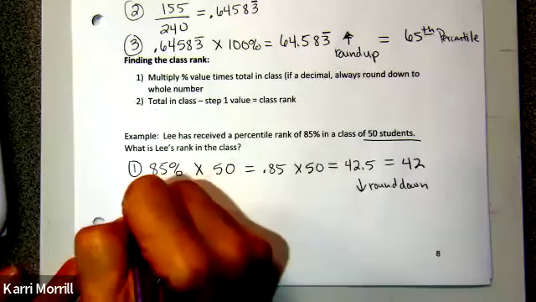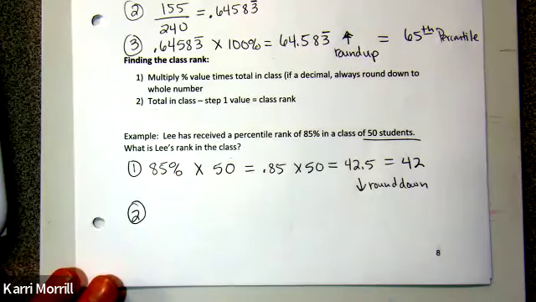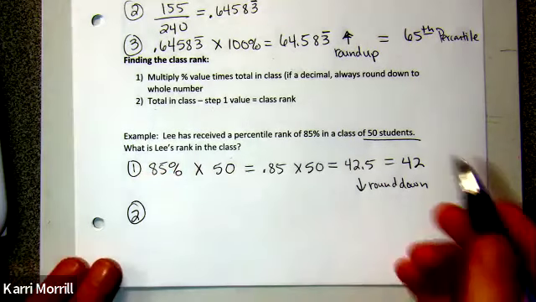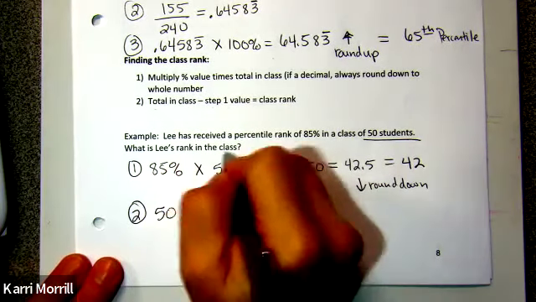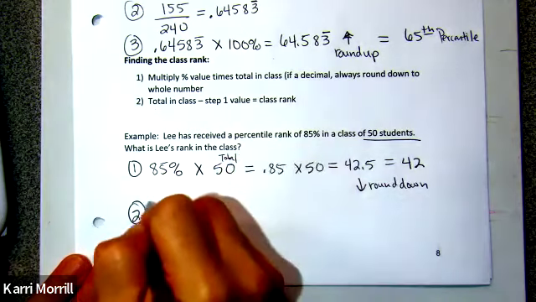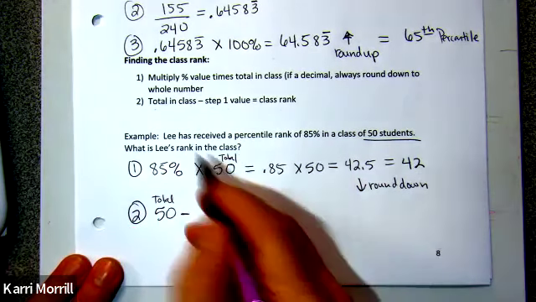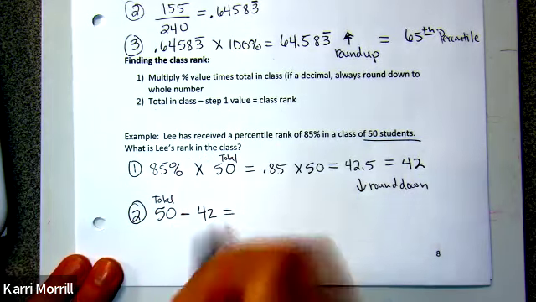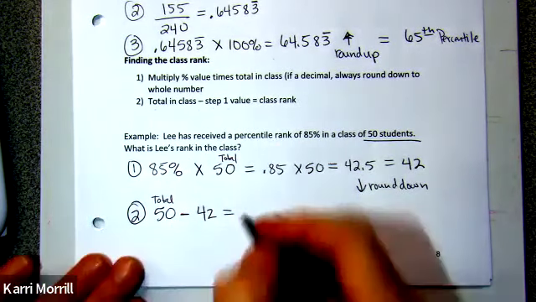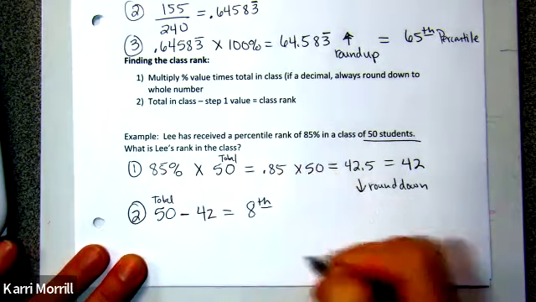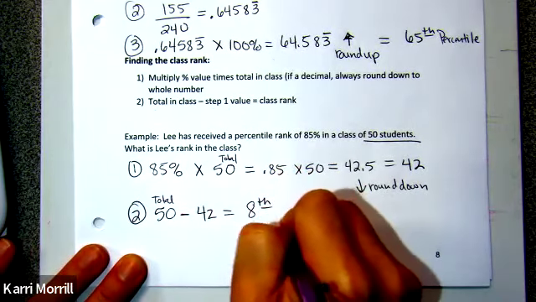Then our second step would be to take however many were in the class, again, which would be 50. This is our total. You can write total over it if you want. We're going to subtract our answer that we got, which was 42. So 50 minus 42 is 8. So 8 would be the class rank.